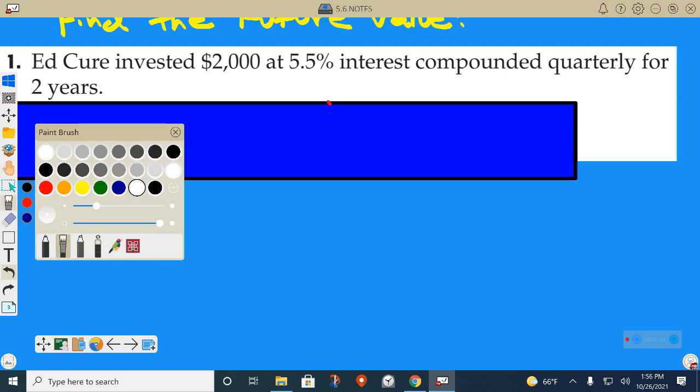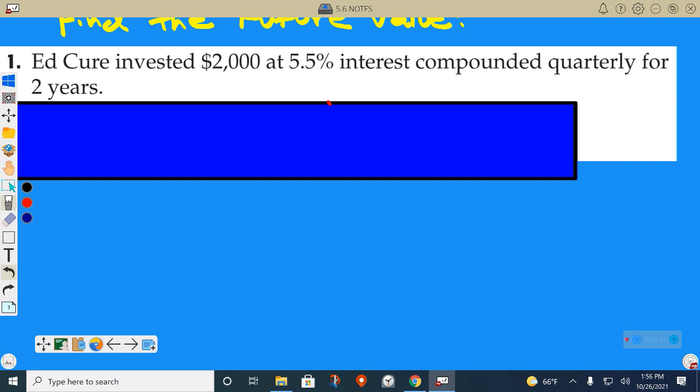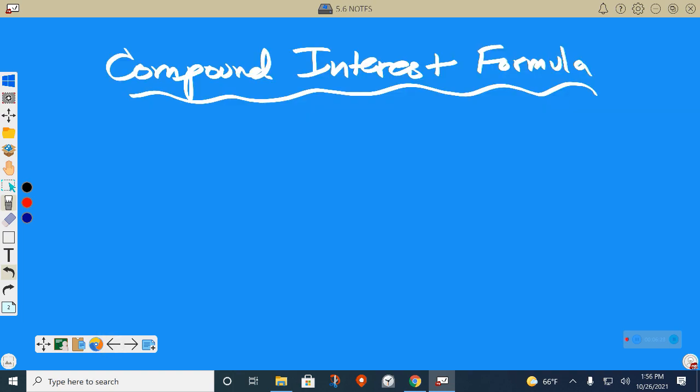I'll use white. Here we go. Let me write down the formula. A, which is the future value. Remember, A means the future value, right here.